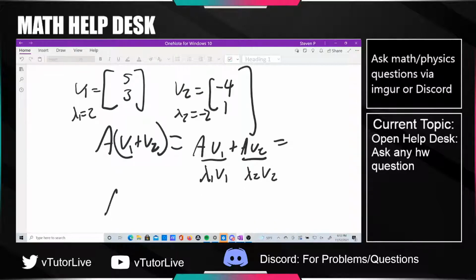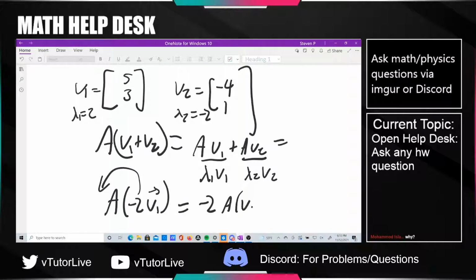And similarly with -2 V1, you should be able to just pull the -2 out due to linearity, right? That's what it means for it to be a scalar. So you can just pull it right out. And AV1, again, is equal to lambda 1 V1. Why? Why for which question in particular? The fact that it's a matrix transform means that it's going to be a linear transformation, which is why you're allowed to pull these things apart. A(V1 + V2) is equal to AV1 plus AV2.